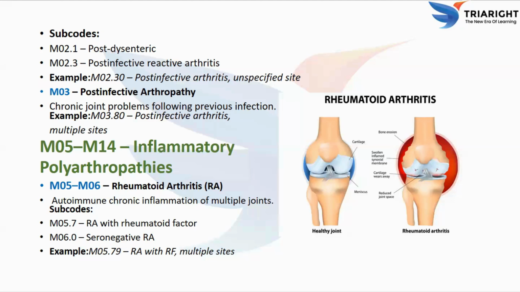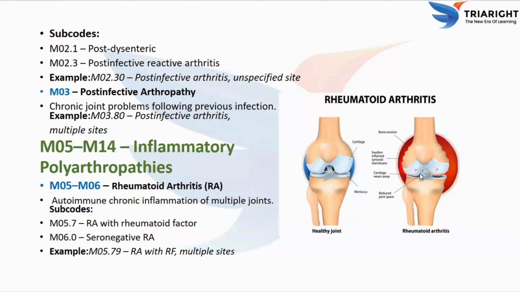So next is M03, post-infective arthropathy. What do you mean by post-infective arthropathy? This refers to the chronic joint pains or chronic joint problems that remain after a previous infection, even when the infection is already cured. For example, M03.80 is for post-infective arthritis, multiple sites. This is used whenever multiple joints are affected after a healed infection.